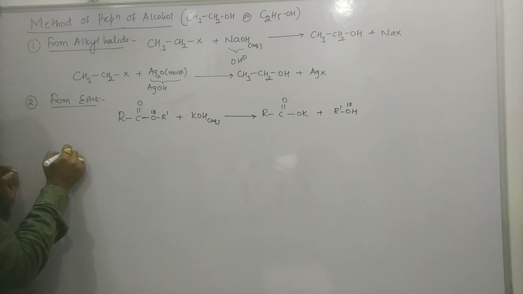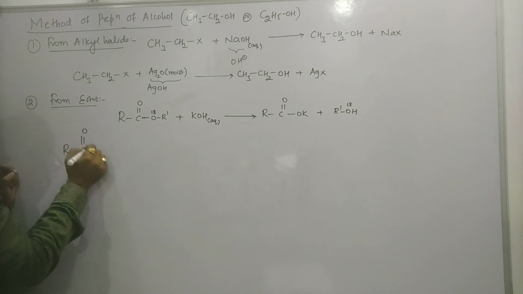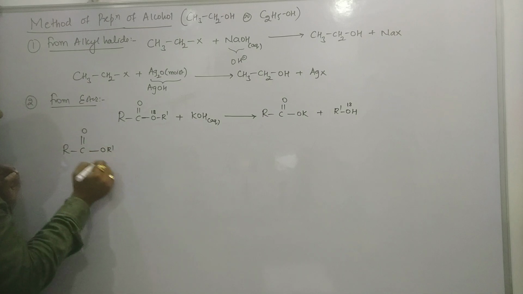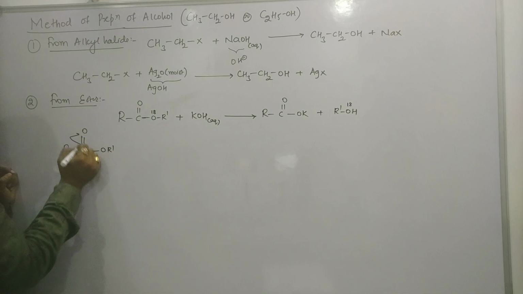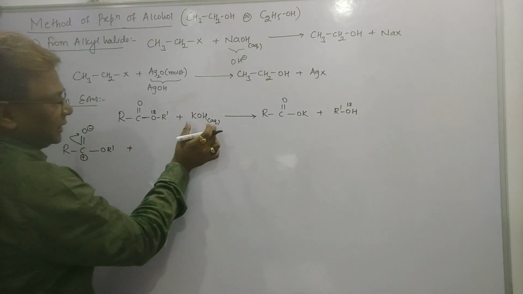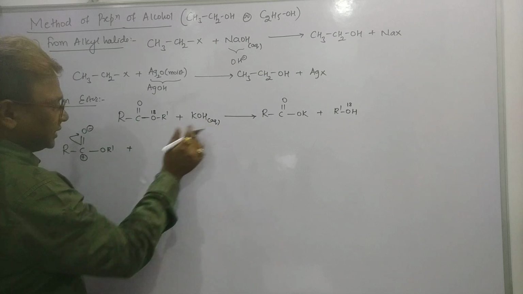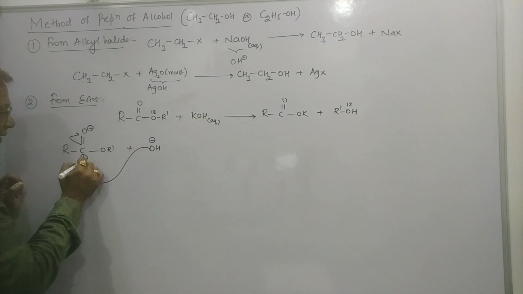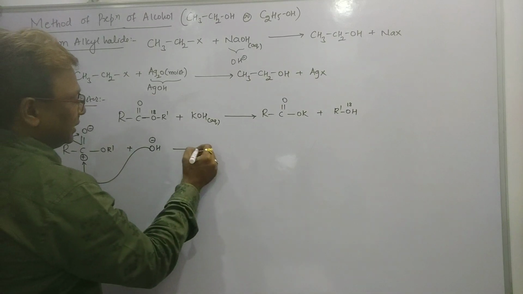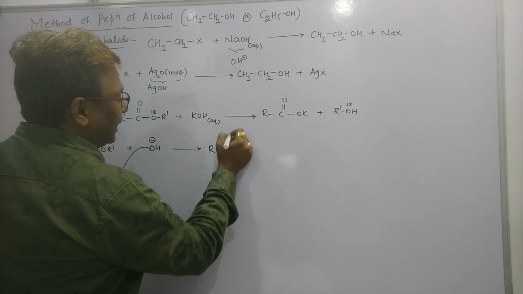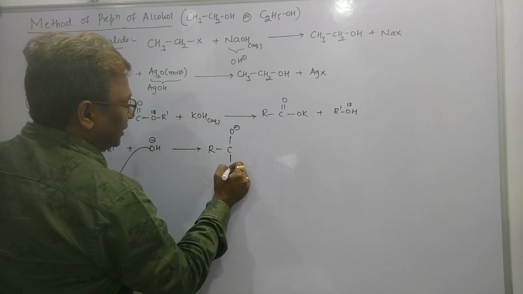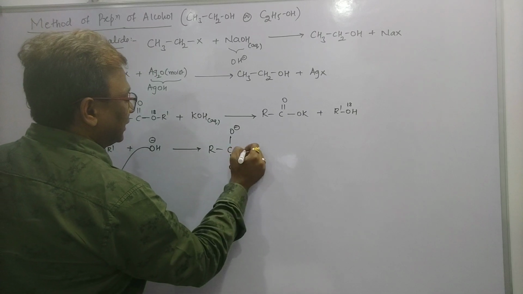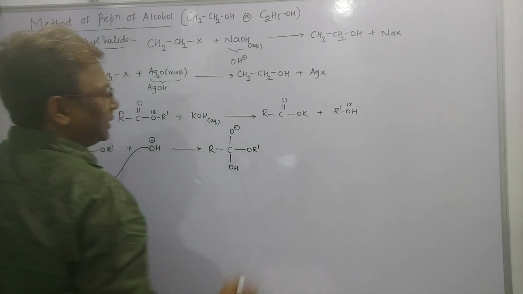See, this is the ester, RC double bond O, OR dash. Polarity will occur between carbon and oxygen. Oxygen will get a negative charge, carbon will get a positive charge. But it is aqueous KOH, which means it will produce the nucleophile OH minus, which attacks the carbonyl carbon. That means I am getting here RCO negative. It is bonded with OH and we already have beta OR dash.